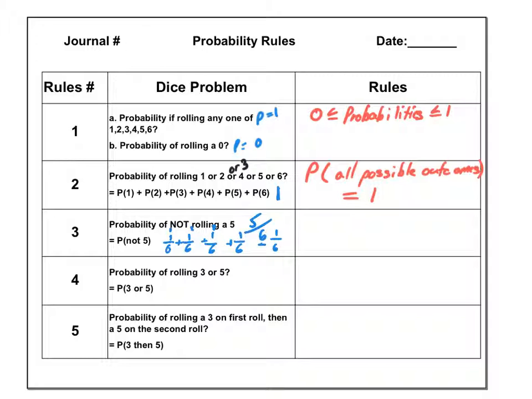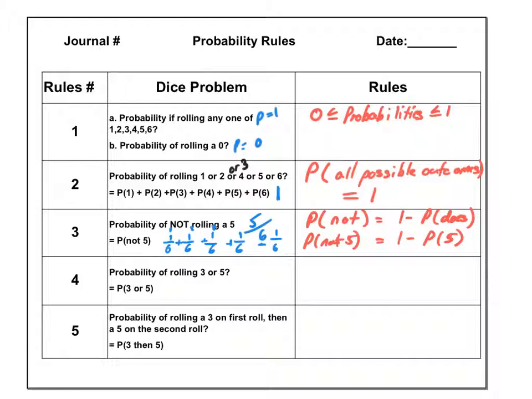But what's much easier is that the probability of something not happening is equal to 1 minus the probability that it does happen. So in other words, the probability that you do throw a 5 is 1 out of 6, right? So the probability of not 5 is equal to 1 minus the probability of throwing a 5.